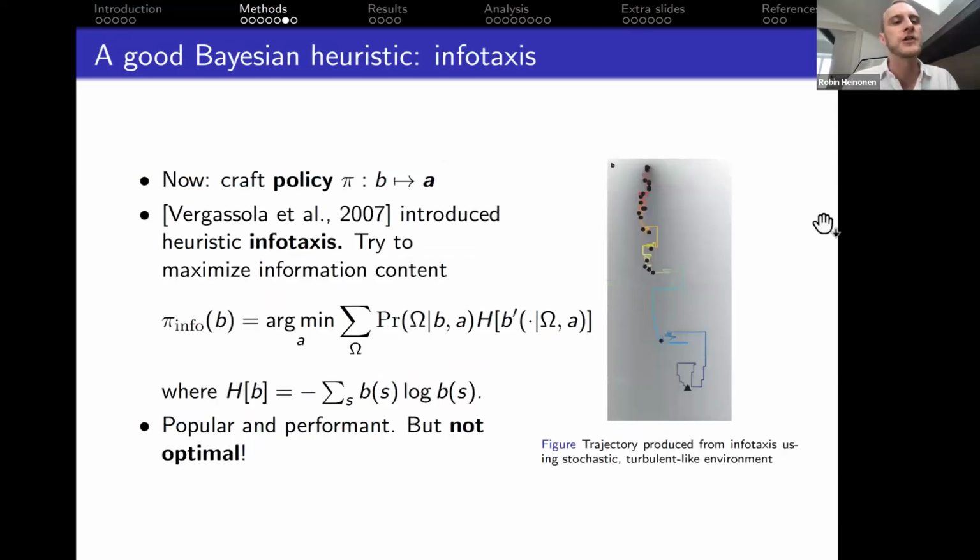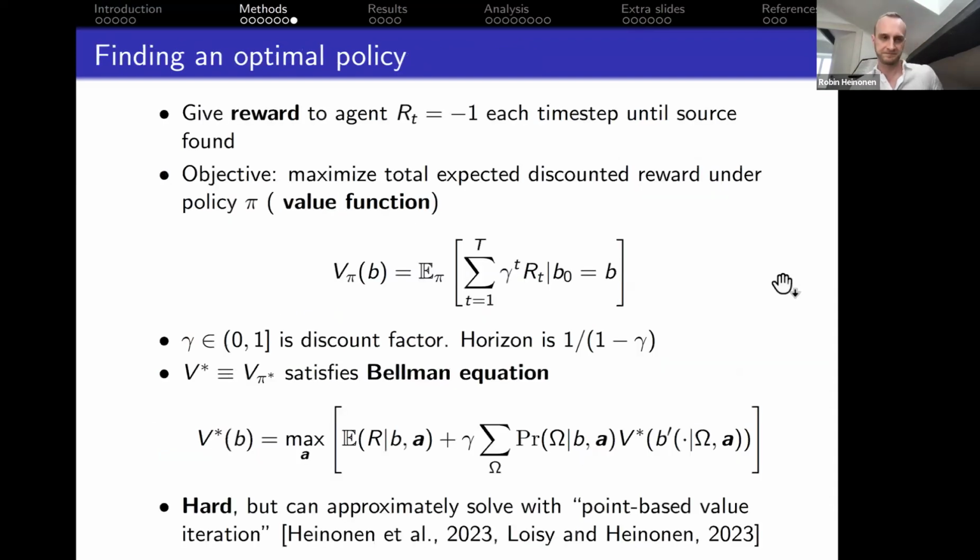So now, once we have the likelihood, the goal is to craft a policy, which is just a map from the current belief to an action that you should take. One approach you could use is to just define a heuristic, the most popular of which is infotaxis. The goal of infotaxis is to try to maximize the information content of your belief, which is to say you take the action which minimizes the expected Shannon entropy of the belief. It turns out this performs very well and leads to some complex, interesting strategies, but nevertheless, it is not optimal.